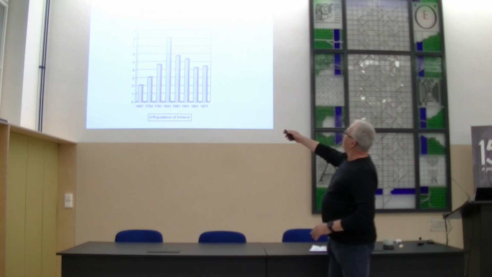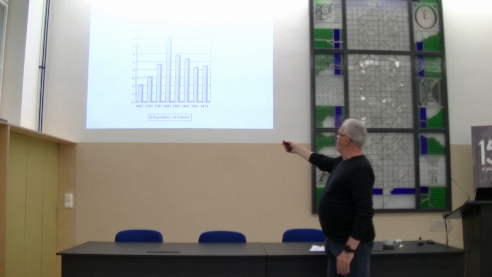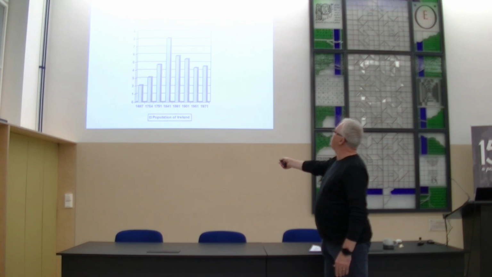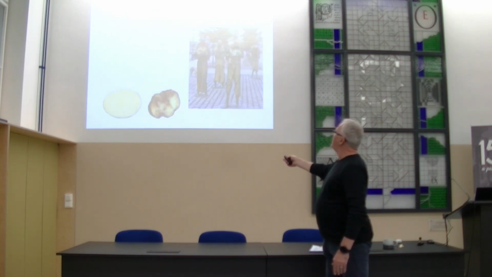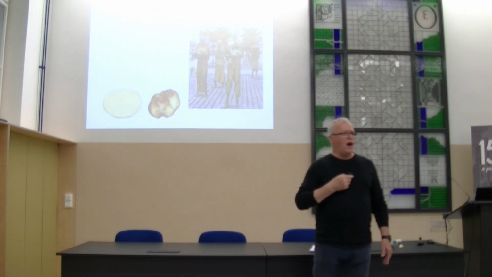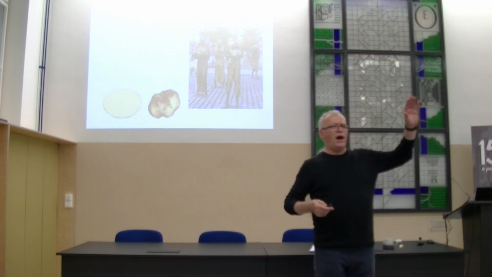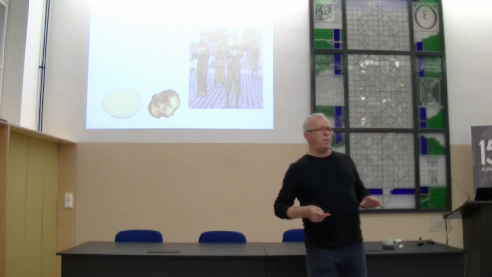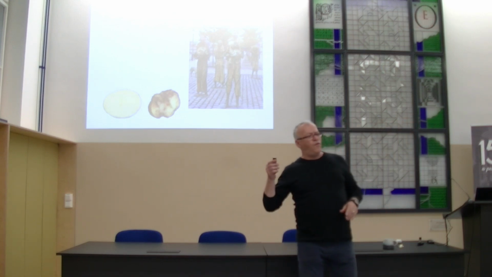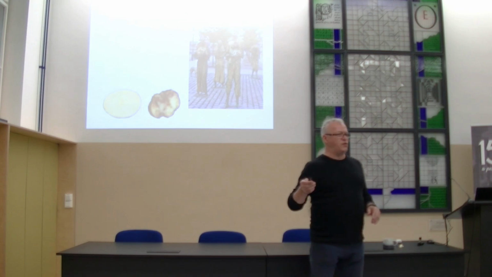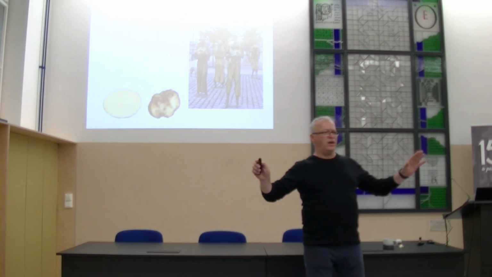Good. And this is the story of Ireland: at the middle of the 19th century, the population reached 8 million. Does somebody know the story of the Irish potato famine? Who knows the Irish potato famine? Okay, the Irish potato famine unfolded in the 40s of the 19th century. You know the basic story.